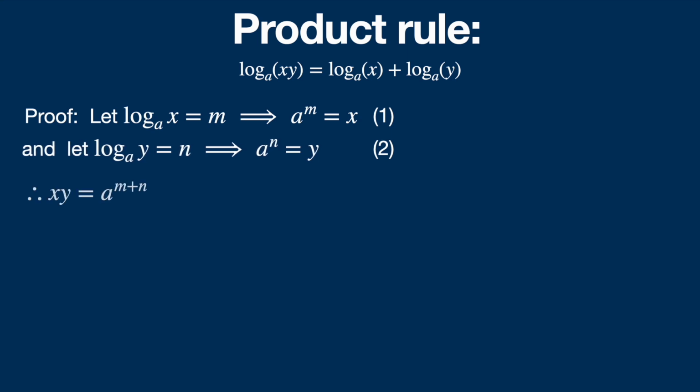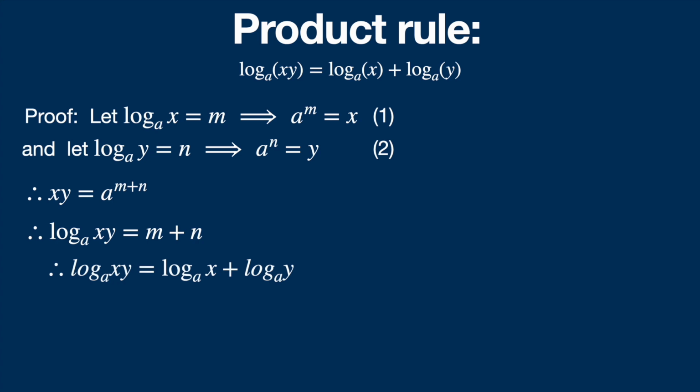Therefore, if we multiply x by y, x times y must equal a to the power of m plus n. If we take the logs of both sides in base a, then by definition the log of xy in base a must be equal to m plus n. And if that's the case, we can see from results 1 and 2 that this must be equal to the log of x in base a plus the log of y in base a. Therefore, the log of x times y in base a is equal to the log of x in base a plus the log of y in base a. And that's the first proof complete.